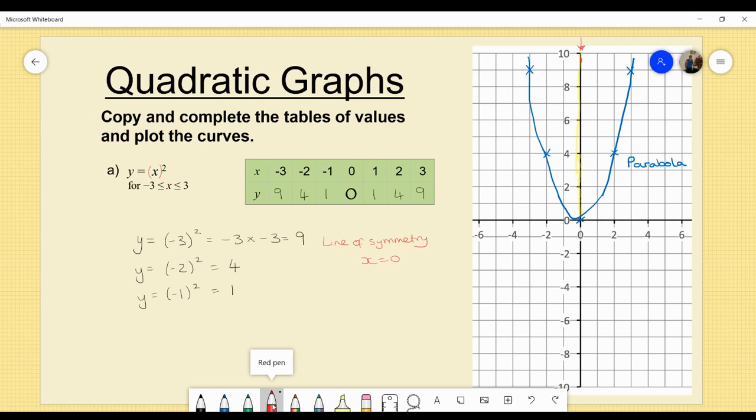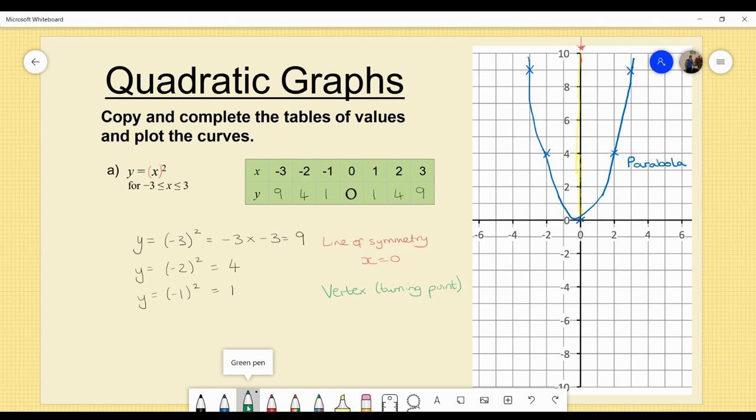All right, so just be mindful of that. It also has what we call a vertex. The vertex is the turning point of the graph. So I'm going to pop that down so you can make notes on that one. The turning point of the graph, and that's basically where the graph changes direction.